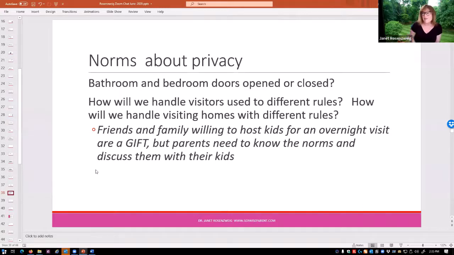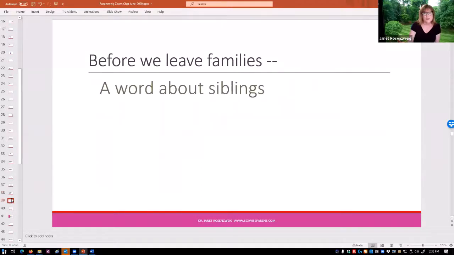Very important during the COVID crisis is one of our norms about privacy. Who gets to have the private time when, in families that maybe are sheltering together in rooms where everyone can't go to a living room or a den or a bedroom, who gets to have privacy for how long, if only a little bit of privacy is available? How will we handle all of these issues about making sure everyone's got the privacy that they need and deserve?